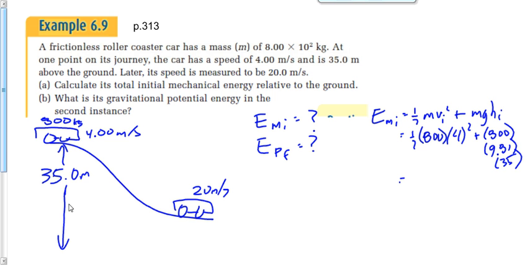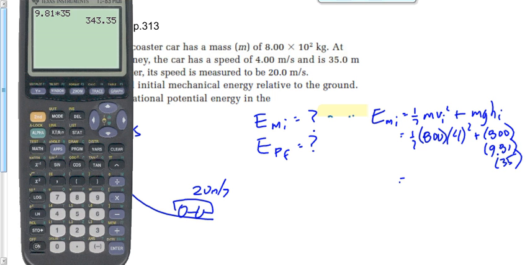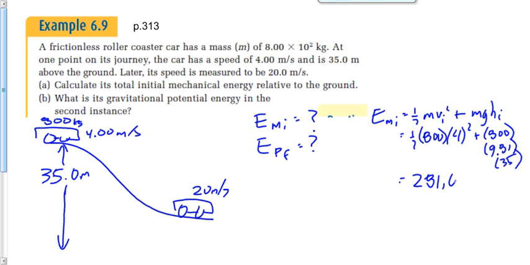Figure out what that is. 0.5 times 800 times 4 squared. Let's add to that brackets 800 times 9.81 times 35. We get a total mechanical energy of 281,080. We're going to say that's 2.81 times 10 to the 5 joules. All right, good. Initial mechanical energy, kinetic and potential energy.